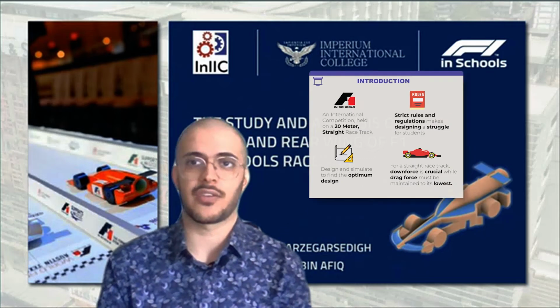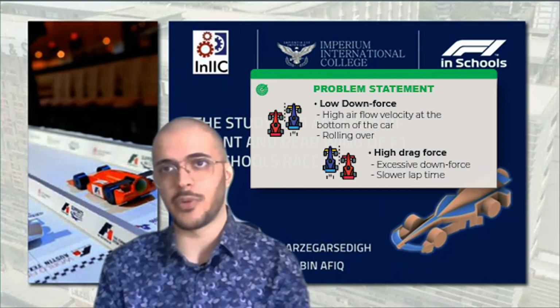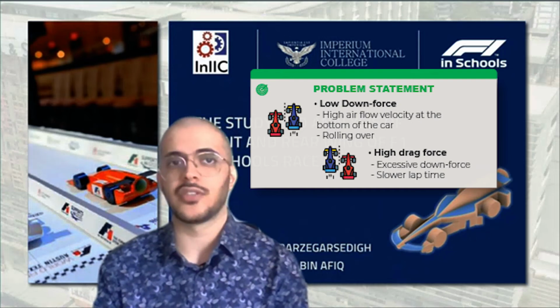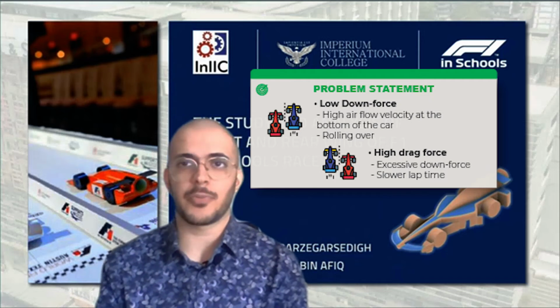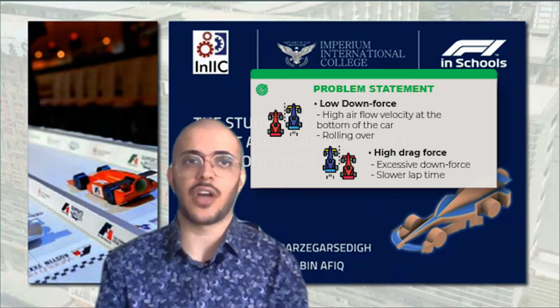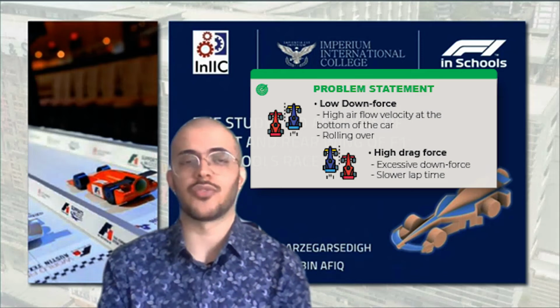So when the velocity of the airflow is higher on top of the car and lower at the bottom of the car, the air particles stay a longer time on the bottom of the surface of the car. These air particles will start exerting high pressure. That's when the car will lose stability and start rolling over.